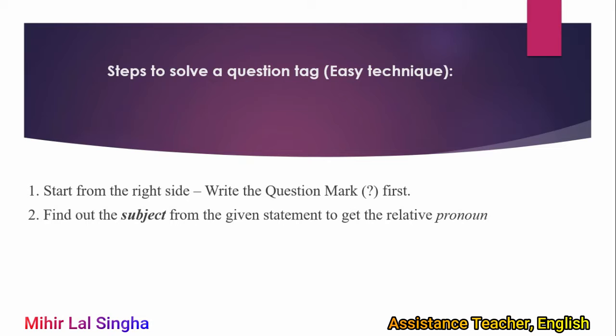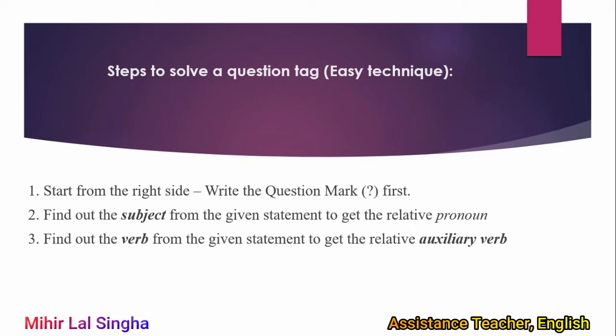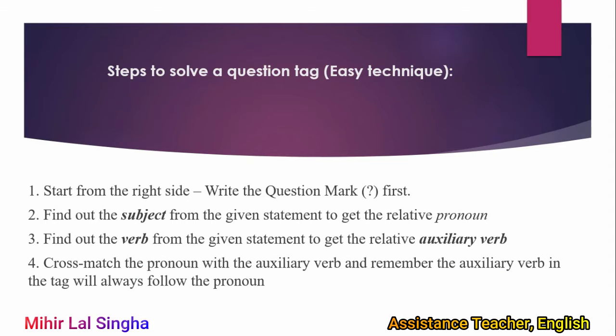Second, find out the subject from the given statement to get the relative pronoun. As we know, we will use the pronoun of the given subject. Thirdly, find out the verb from the given statement to get the relative auxiliary verb. And finally, the most important point, cross-match the pronoun with the auxiliary verb, and remember the auxiliary verb in the tag will always follow the pronoun.